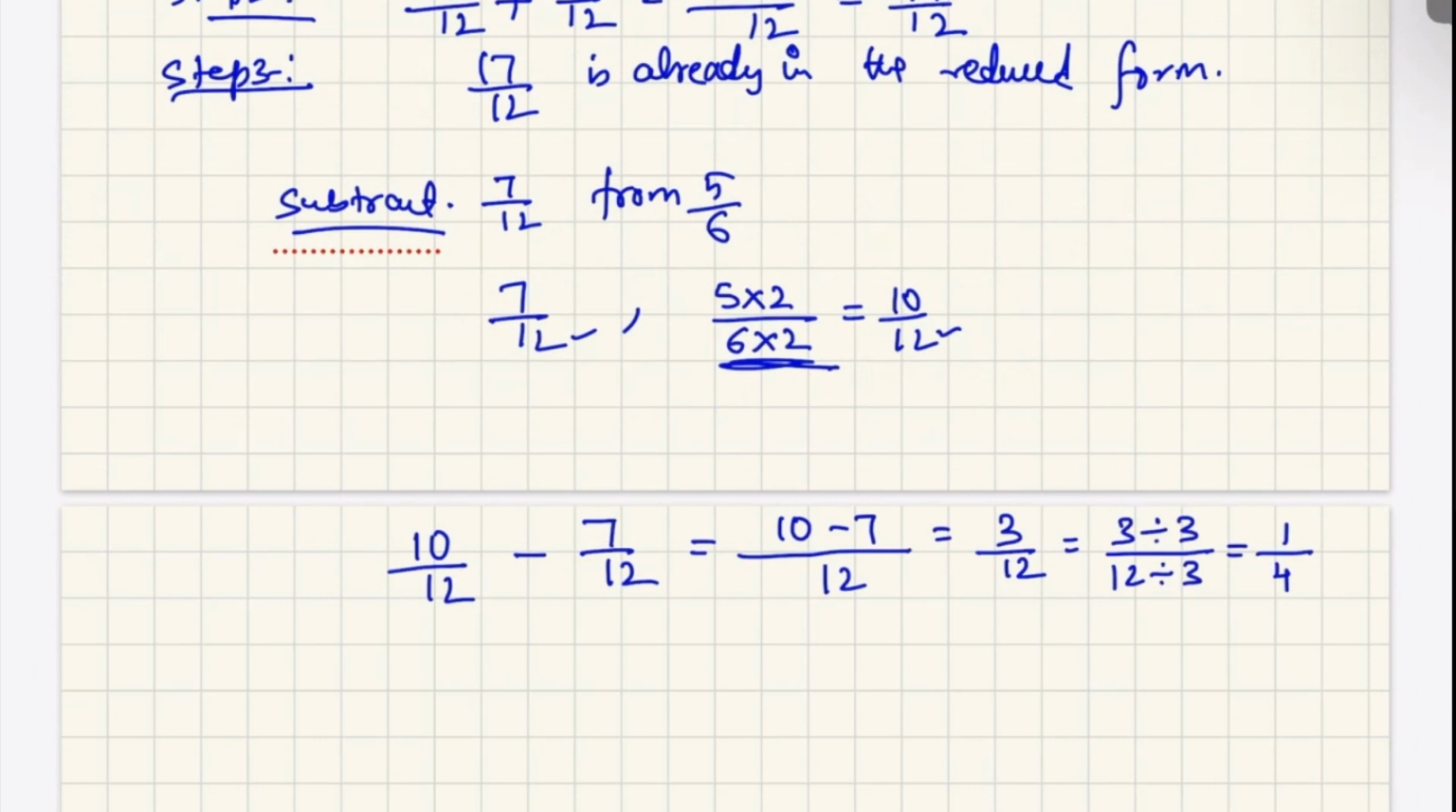Because 3 by 12, I know this is divisible. So 3 times 1 is 3. 3 times 4 is 12. So that's why 1 by 4 is the lowest form. Hence, this is the answer.